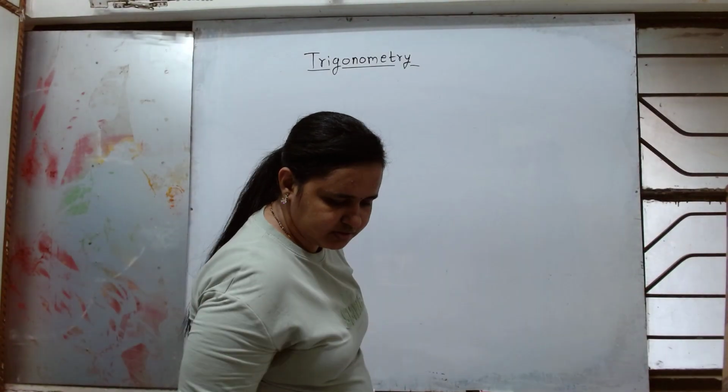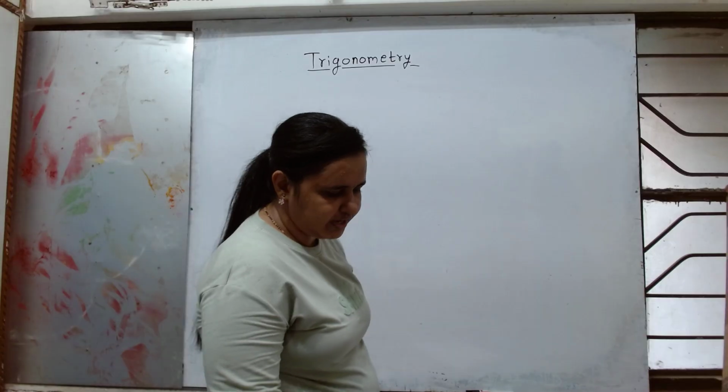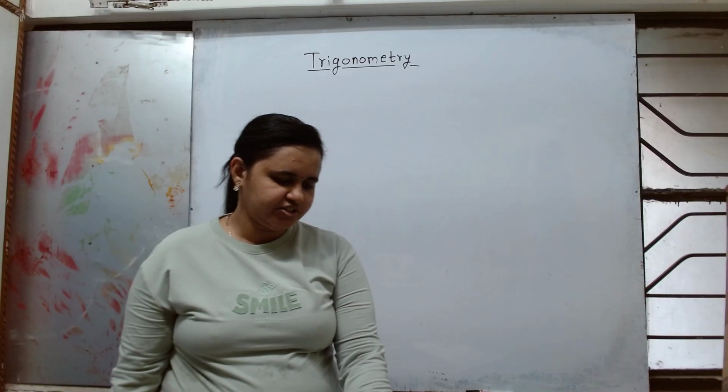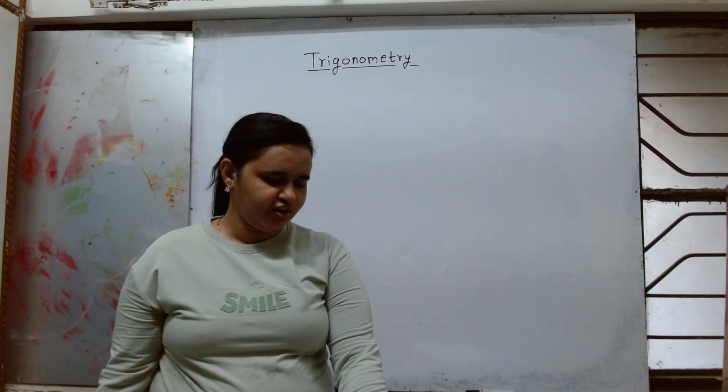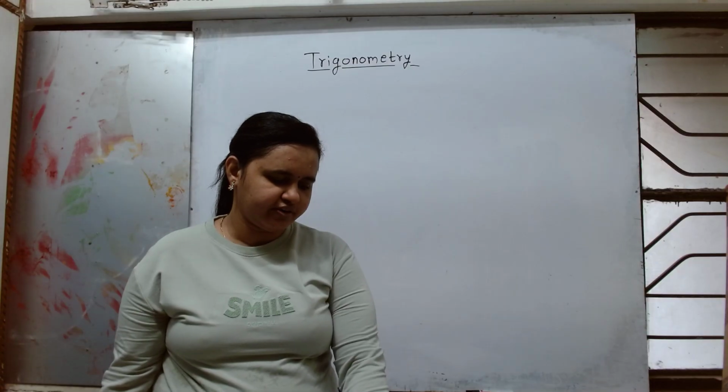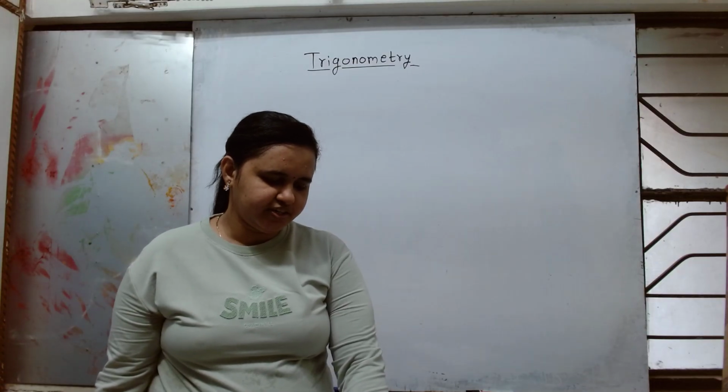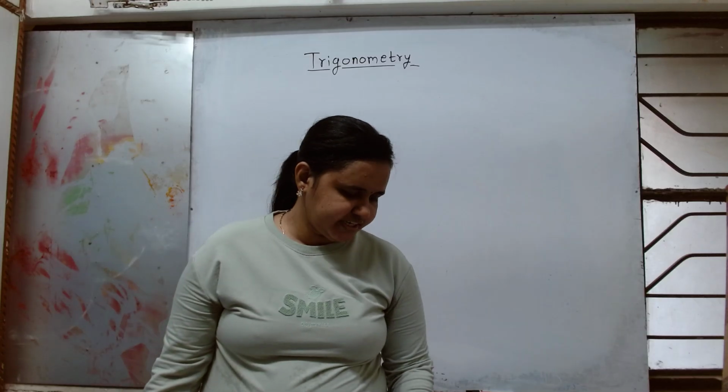Now the option was third, 15 degree. Now ninth one, the angle of elevation of the top of a tower. Again, the angle of elevation of the top of a tower from a point 60 meter from its foot is 30 degree.